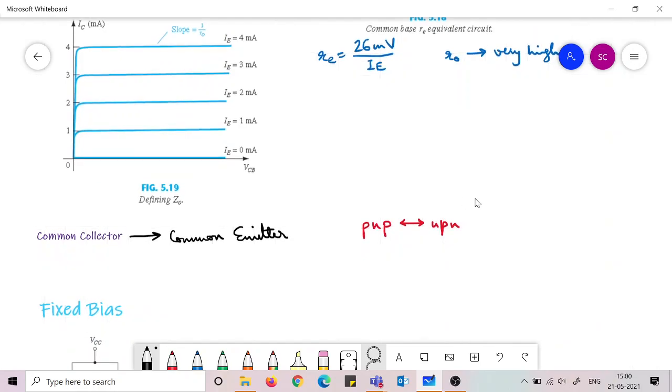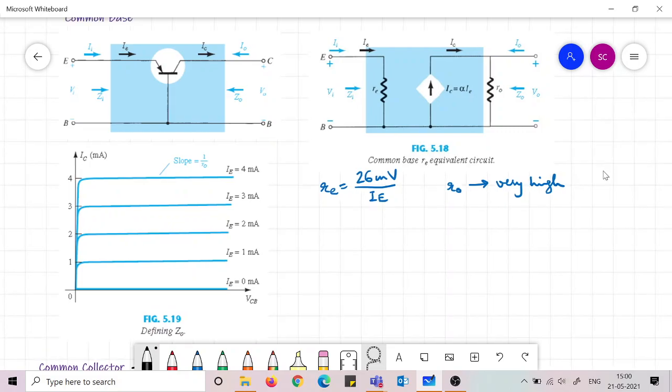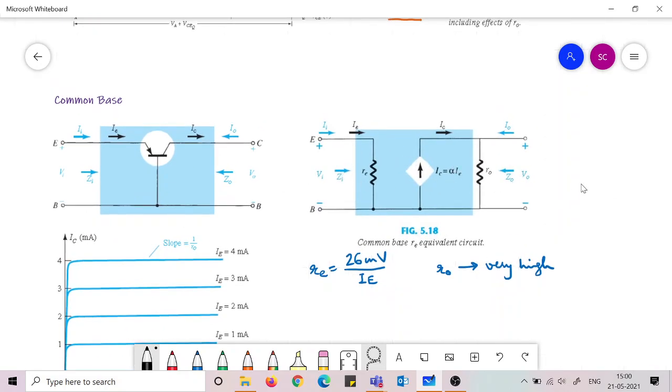And the next thing is, what about PNP and NPN? Will there be any difference? There will be no difference, because we are dealing with AC signals. Sometimes it will have a positive polarity and sometimes a negative polarity, but it will behave in the same manner. So we are seeing the AC behavior, we are not talking about the DC behavior where the polarities are fixed. So the NPN and PNP behavior will be the same, and the AC equivalent models will also remain the same for PNP and NPN.